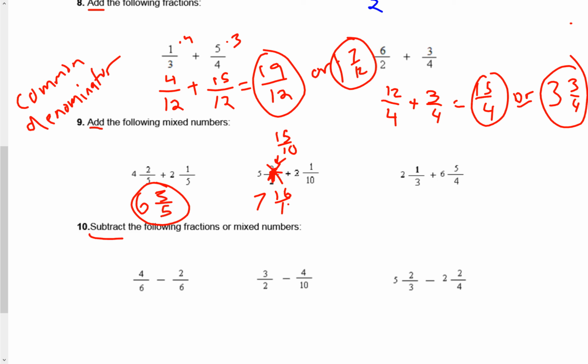We do have to borrow so that we are not having an improper fraction here. So it's going to be 10 out of 10. We'll make another 1, and then we're left with 6 tenths, which reduces to 8 and 3/5.